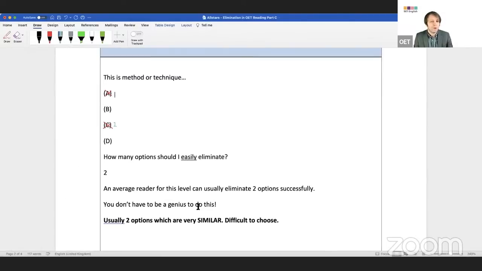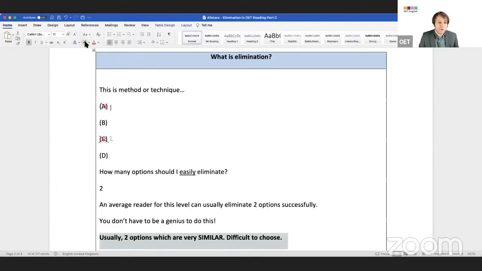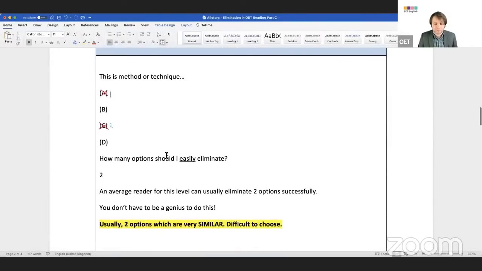Okay, but this is the key point really about elimination. And today I'm going to demonstrate this to you. Yeah, Monica, you agree with me, right? Who agrees with me on this point in yellow? I think probably 99% of people will agree on this. I'm not saying always, but usually there are two options which are very similar, and it's difficult to choose between them. So that means we have to practice eliminating these two options.